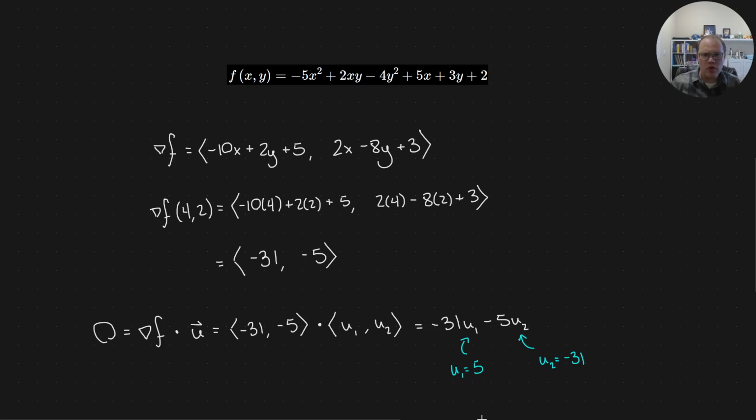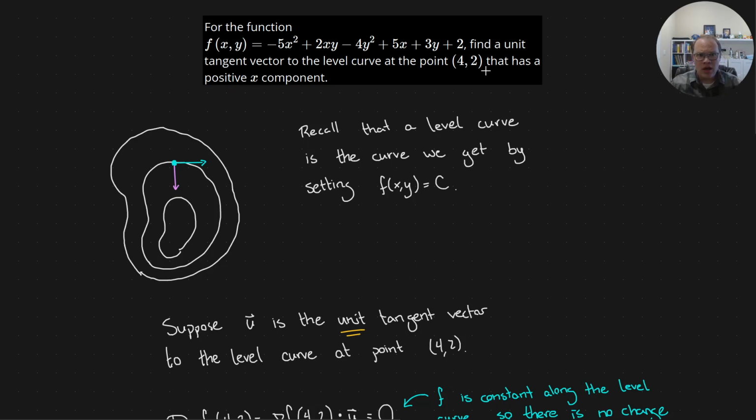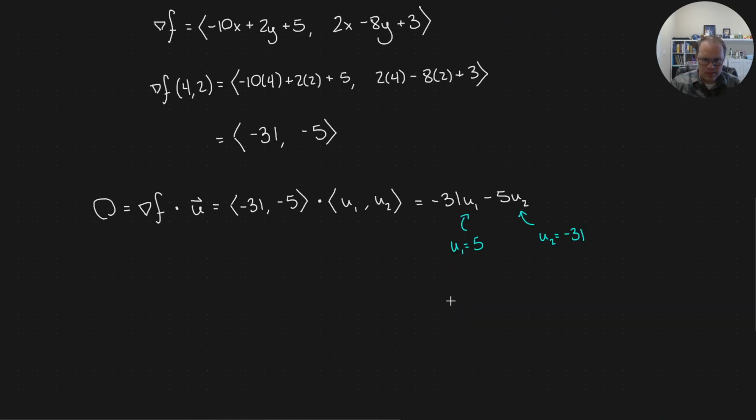I also wanted that first component to be positive because in the instructions, I wanted a unit tangent vector to the level curve that has a positive x component. So I made sure I chose the x to be positive. Okay? So this vector, because it is orthogonal to the gradient, it means it is orthogonal to the level curve. I'm sorry, tangent to the level curve. Got a positive x component.